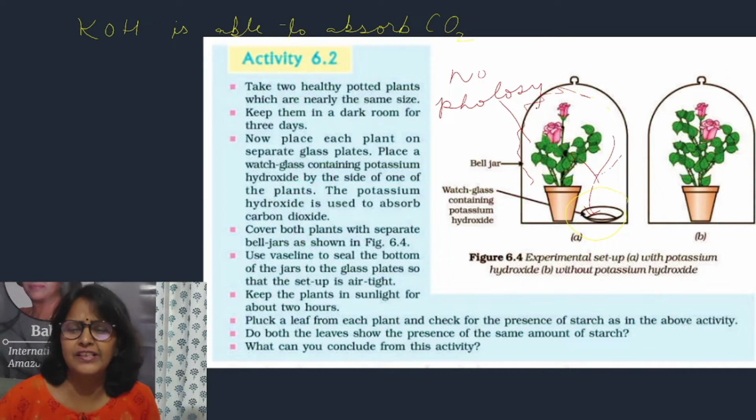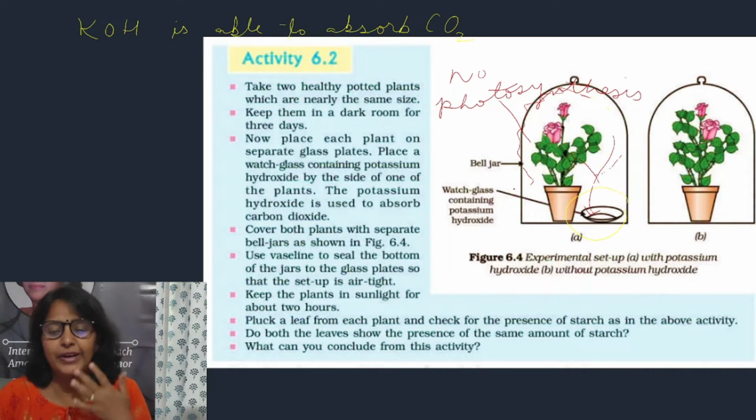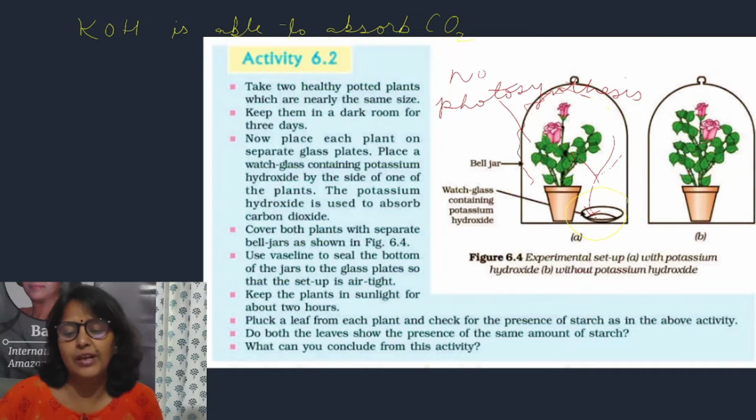No photosynthesis takes place in this jar because we have made it airtight, so nothing can come from outside. The CO2 which was already present in this jar was absorbed by the KOH solution. This one does not have any KOH solution, so whatever amount of CO2 is present in these areas is utilized by the plants for photosynthesis.